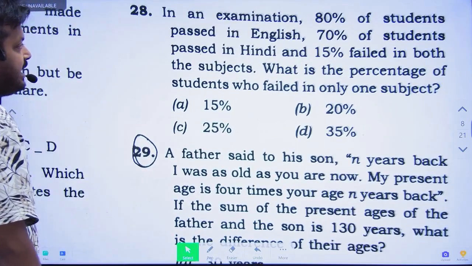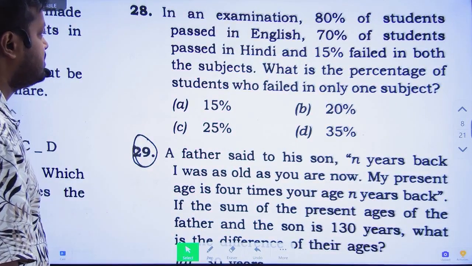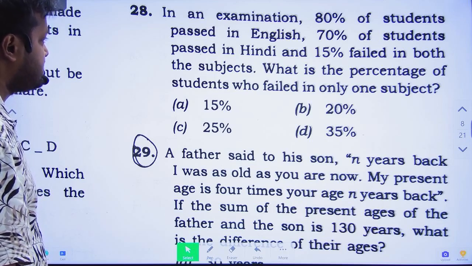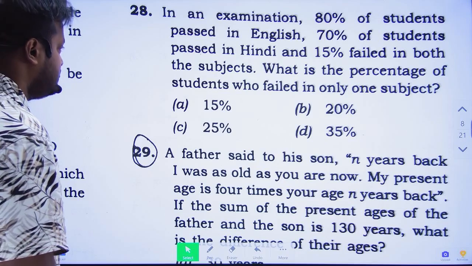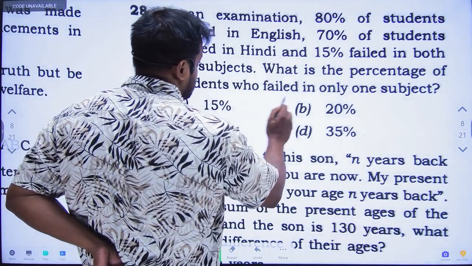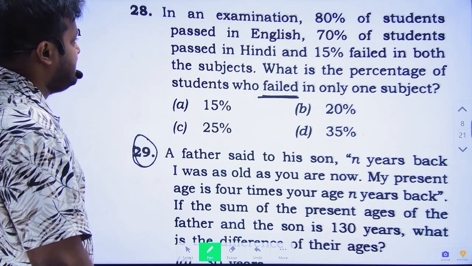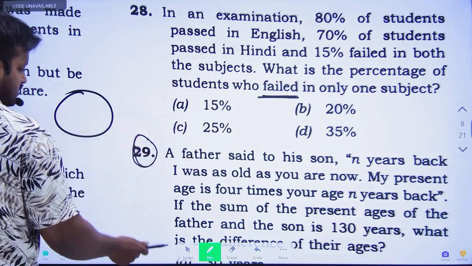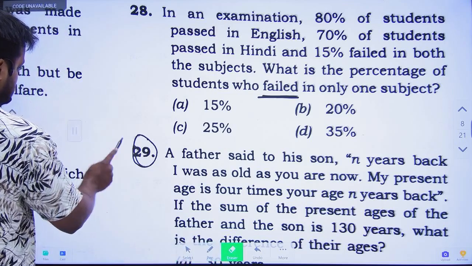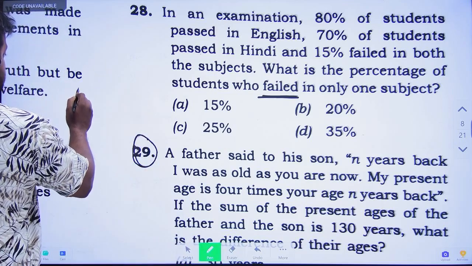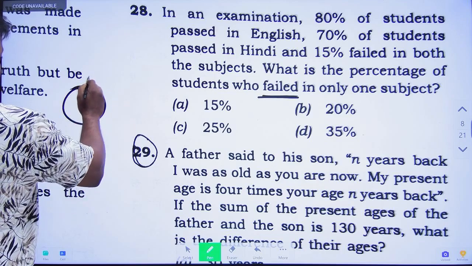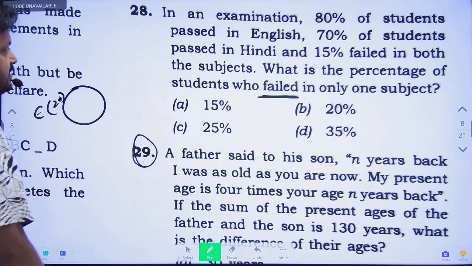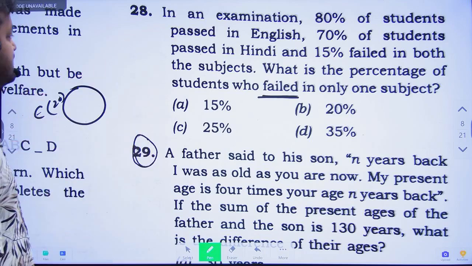In an examination, 80% of students passed in English, 70% passed in Hindi, 15% failed in both subjects. What is the percentage of students who failed in only one subject? We have been asked the failed part. 80% passed in English, so 20% failed. We can draw the Venn diagram of failing. English 20%, because 80% pass, so 20% fail.